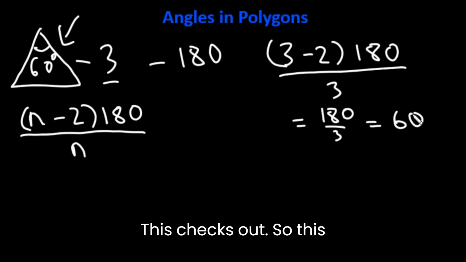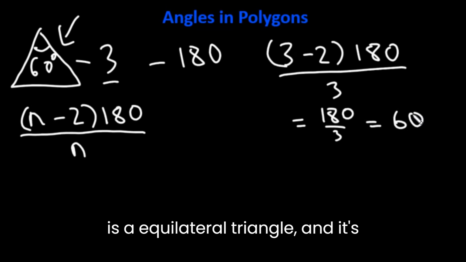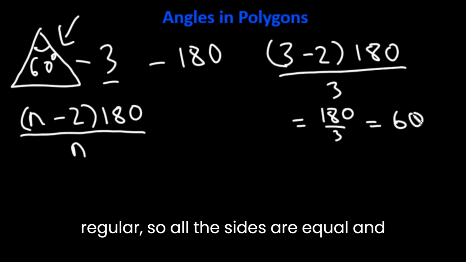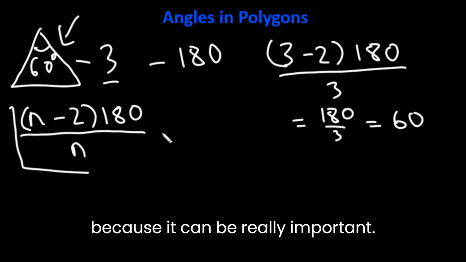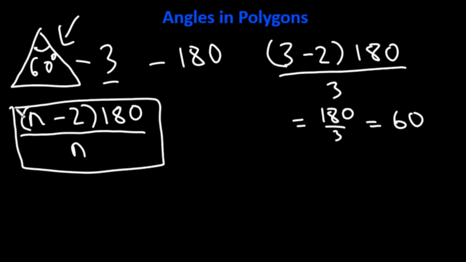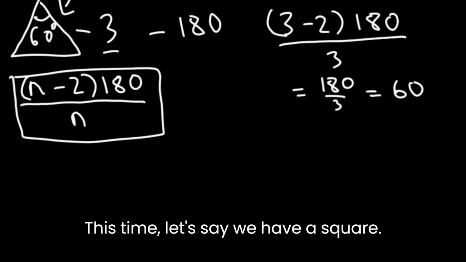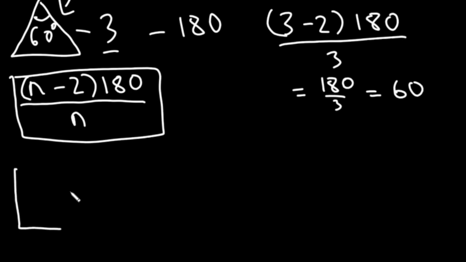This checks out. So this is an equilateral triangle, and it's regular. So all the sides are equal, and all the angles are equal. Make sure you memorize this formula because it can be really important. This time, let's say we have a square. Let's assume this is a perfect square.